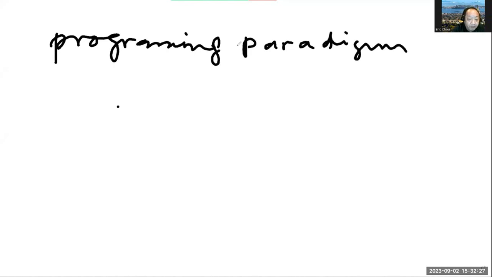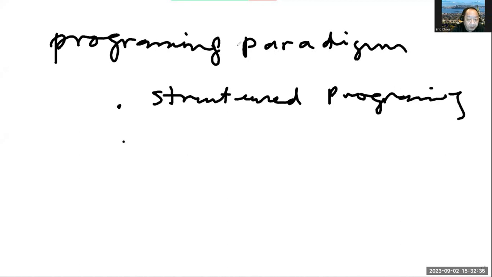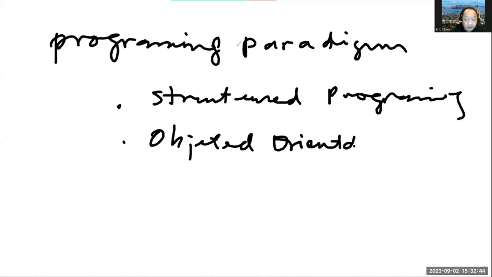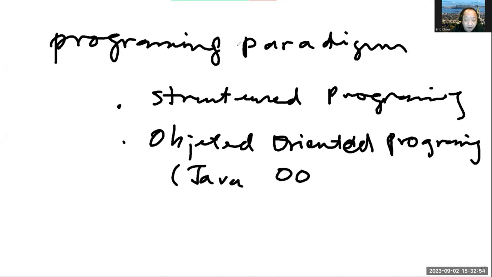So what kind of programming paradigms do we have? We have structured programming. We do have this one called object-oriented programming. And in fact, you learn Java in AP just because you want to learn OOP, object-oriented programming. And for this one, Java is the best language. Structured programming, you do C, C++, you all have that. C++ also has objects, but C++ objects are very difficult to use.